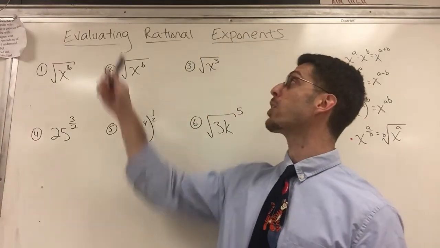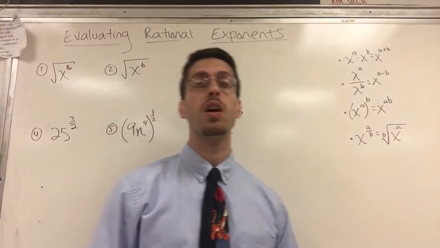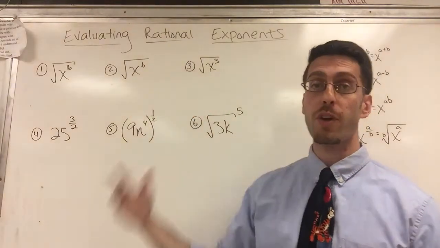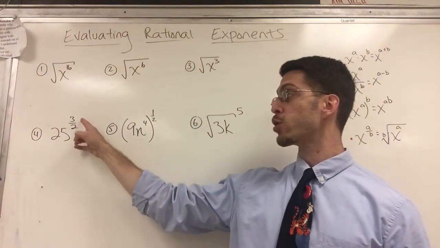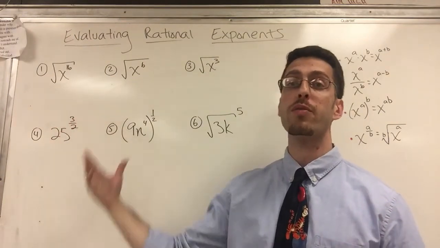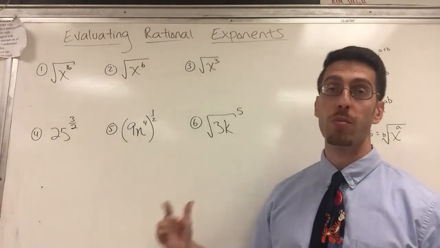Now I want to evaluate what a rational exponent is, okay? So a rational exponent, first of all, the word ratio just means a fraction. So if you see an exponent, here is 25 to the 3/2 power. If you see an exponent that's a fraction, it might look a little overwhelming. It's not, and I'm going to show you how to break it down.